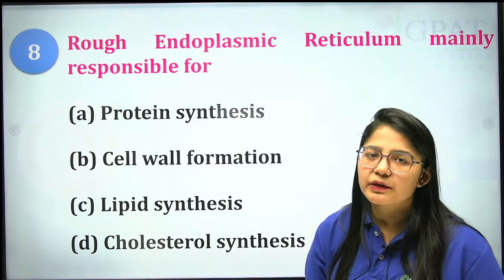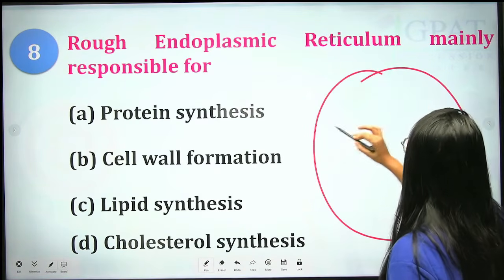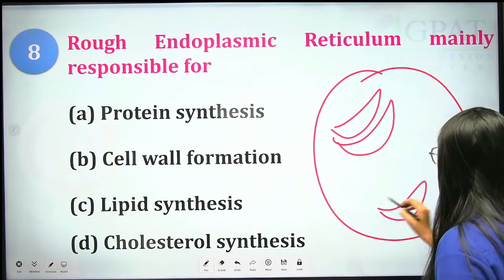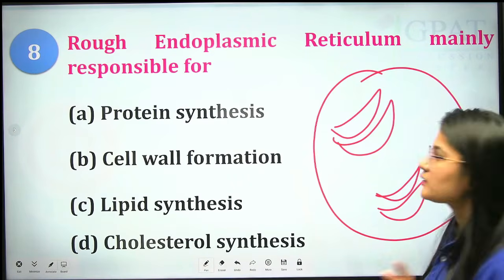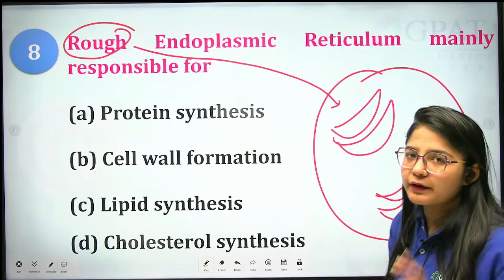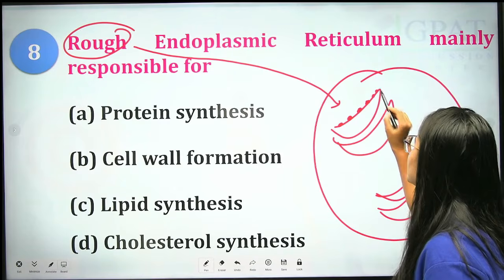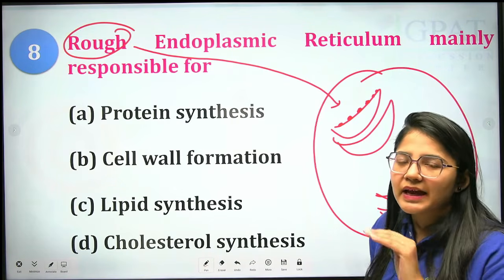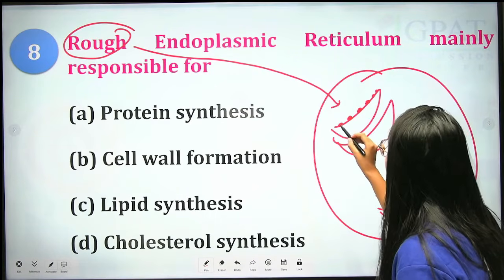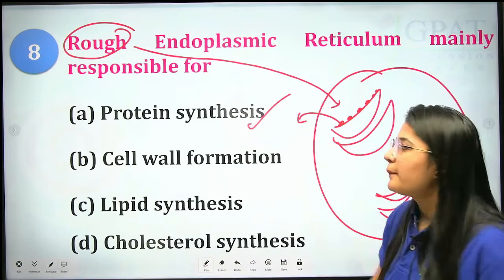Rough endoplasmic reticulum means we have an endoplasmic reticulum in our cell. This is endoplasmic reticulum. We have two different types of endoplasmic reticulum. As you know, the word rough means the surface of the endoplasmic reticulum is rough due to the presence of ribosomes above its surface. So this will make you feel it as a rough surface, and as we have ribosomes over their surface, they are responsible for production of proteins.